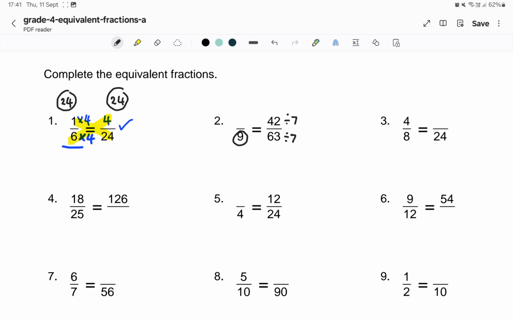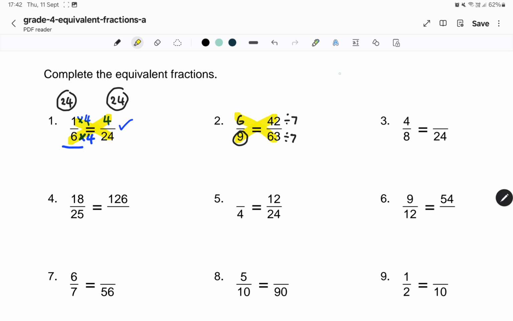In this case, we are working with fractions, and even though the numbers look different, both fractions will be equivalent if we show it on the fraction wall and if we show it using cross multiplication. So 63 divided by 7 equals 9, and 42 divided by 7 equals 6. That's correct. So you write 6 here. So it's 6 over 42 and 9 over 63, and we have found our missing numerator.